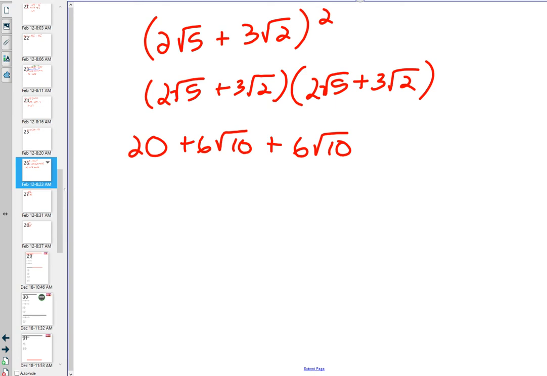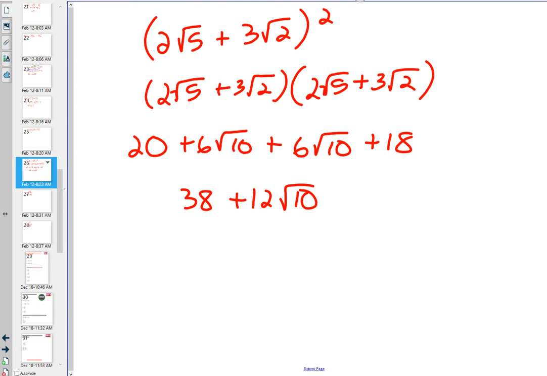What is 3 square root of 2 times 3 square root of 2? 18. 3 times 3 is 9. Square root of 2 times itself is 2. 9 times 2 is 18. 38 plus.